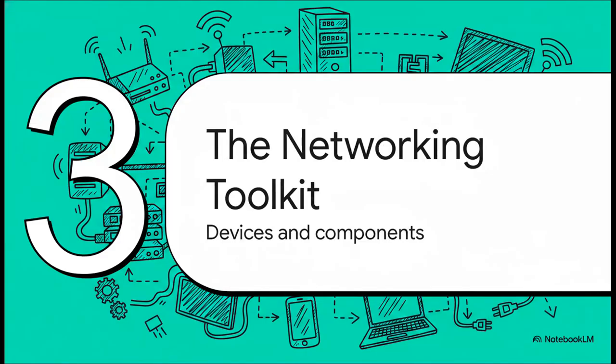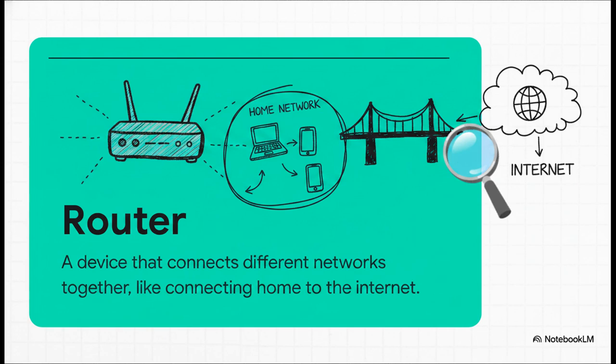All right, moving to Section 3, the networking toolkits. Let's look at the physical and digital components that make these networks actually function. First, consider the router. Now, a router is a device that connects different networks together. It kind of acts like a bridge. So your home Wi-Fi router, it bridges your small local network of phones and laptops right out to that massive global network we call the internet.